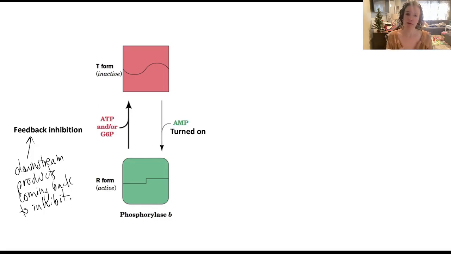This is different than product inhibition, of course. Product inhibition is where the direct product is inhibiting. ATP, G6P, high energy molecules, they should inhibit this enzyme because we don't need to make more energy, right?